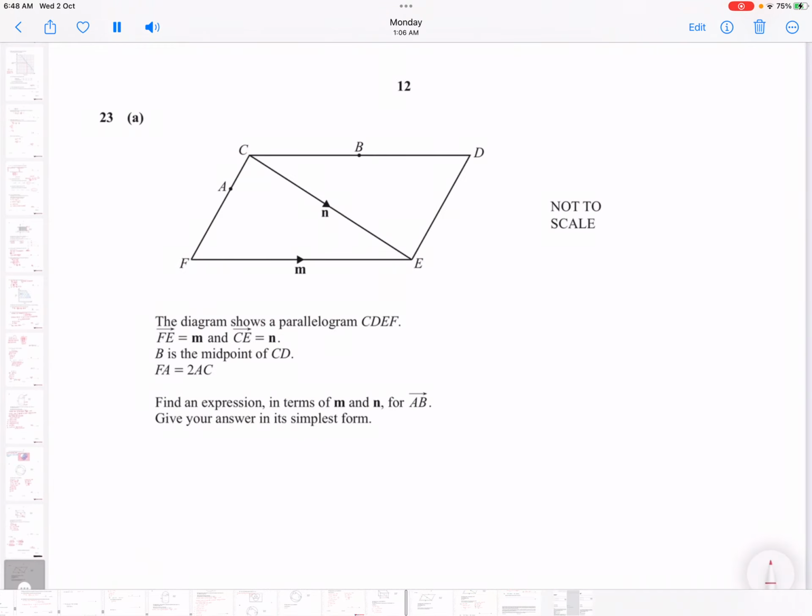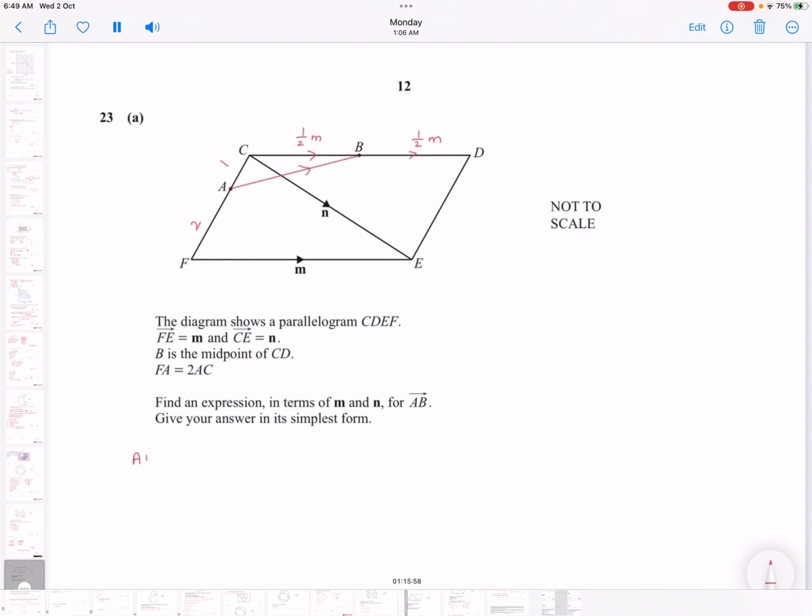Question number 23a. This is a vector question. And in this question, he said FA is equal to 2AC. So it means FA is 2 and AC is 1. So we have to find an expression in terms of m and n for AB. So AB, B is in the middle, so it would be half m, because it is opposite to FE and FE is m.